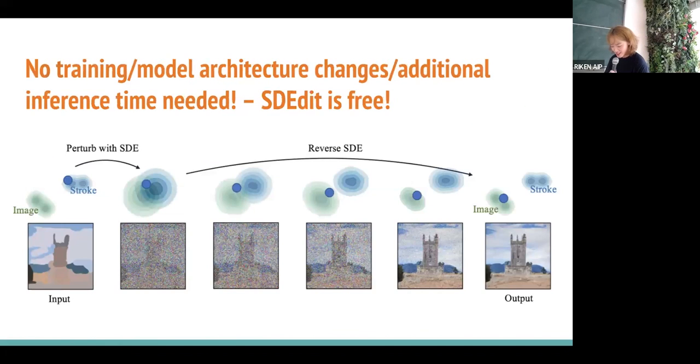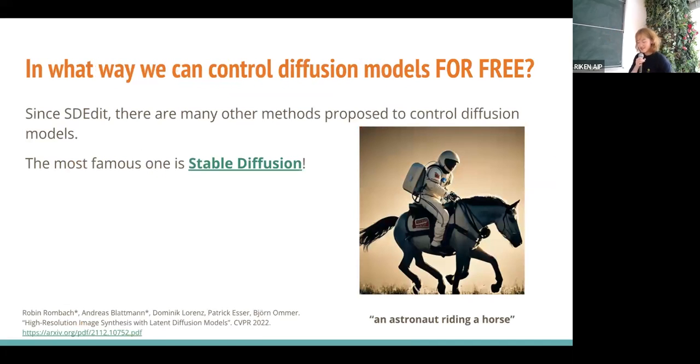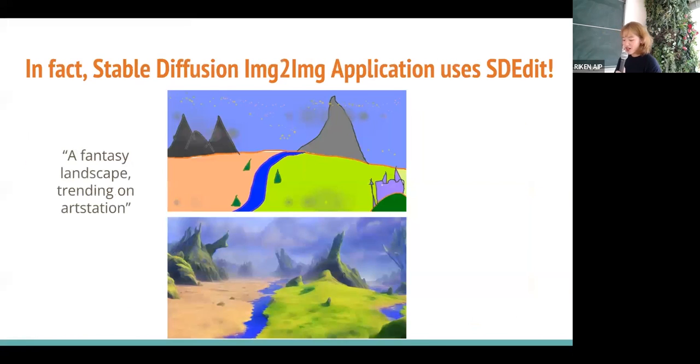Since SDEdit, there have been many other amazing methods to try to control diffusion models. The most famous one is Stable Diffusion, which is a text to image generation model. This is their famous example with the text "an astronaut riding a horse." They can generate an astronaut riding a horse, very realistically. I'm proud to say that the Stable Diffusion image to image application actually uses our algorithm.